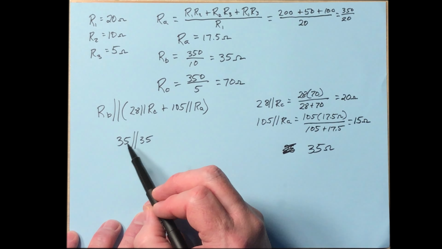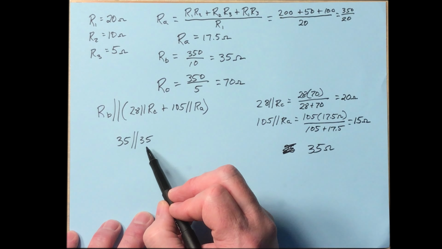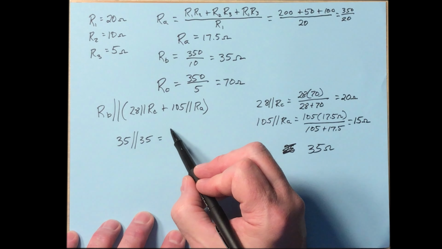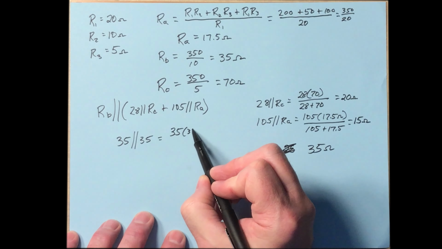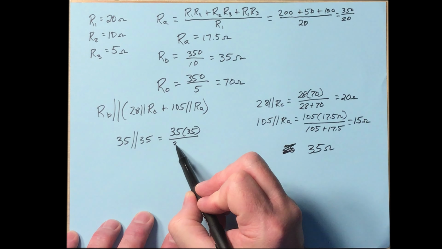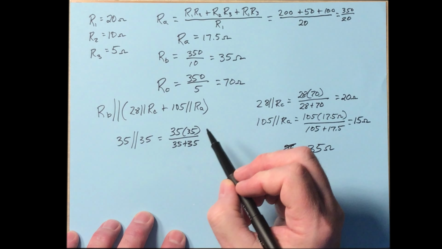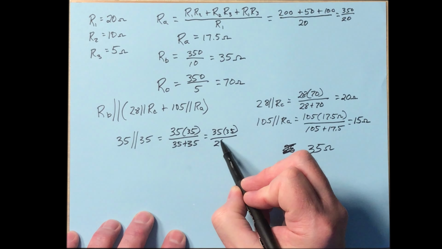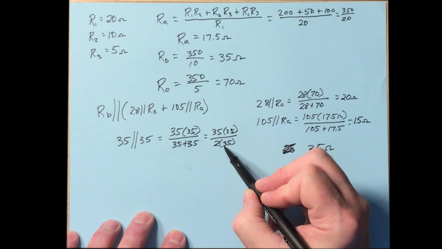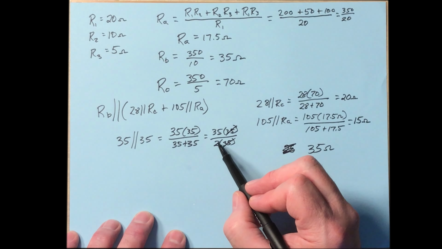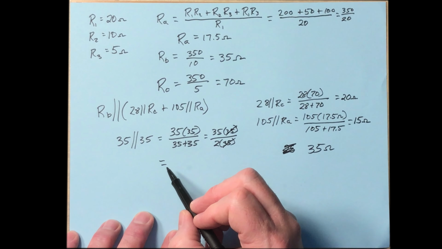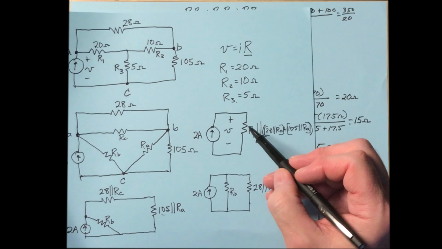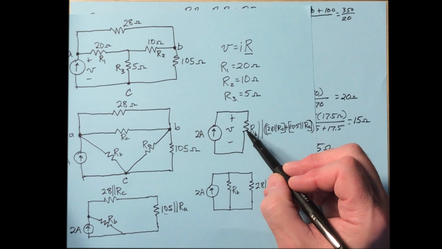Okay, this is going to be interesting. You can easily figure out the answer for this one. It's just going to be half of that. But let's go ahead and show that that's the case. 35 times 35 divided by 35 plus 35. Well, you've got 35 times 35 divided by 2 times 35. You'll notice the 35s cancel, and we're just left with half of 35. So that is 17.5 ohms. That is what this combined equivalent resistance will be right here.